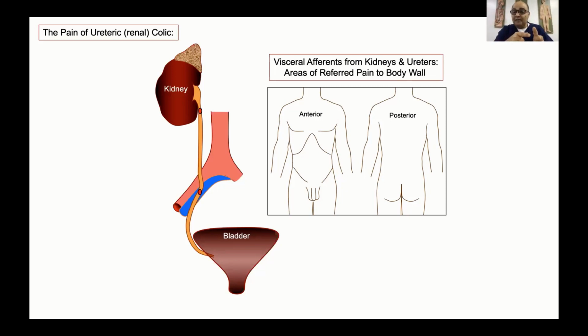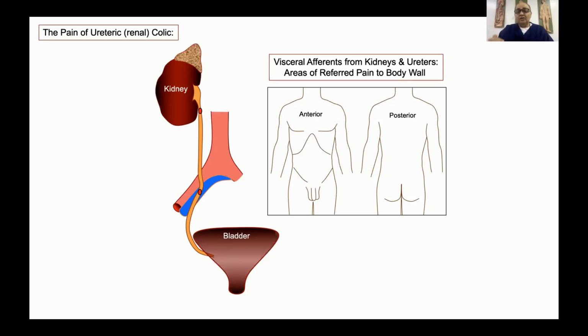It is a referred pain, a visceral origin pain, and it is radiating. Connect the dots. Pain comes when there is an obstruction. Obstruction leads to what? Stretch. Stretch initiates pain. Visceral, autonomic come into play. And then where do we experience pain? Not in the ureter. We experience pain at the back.